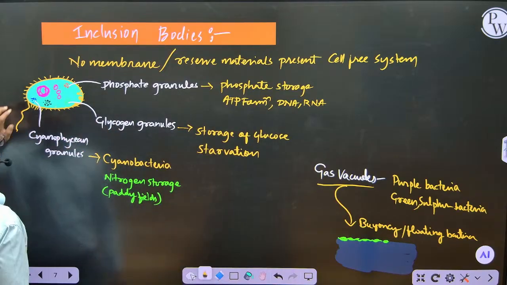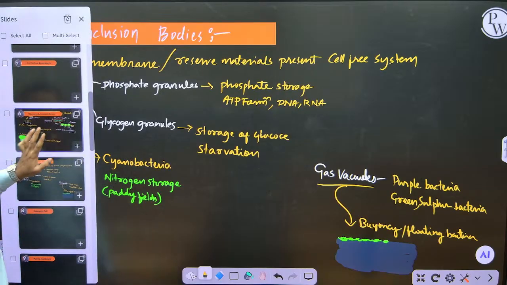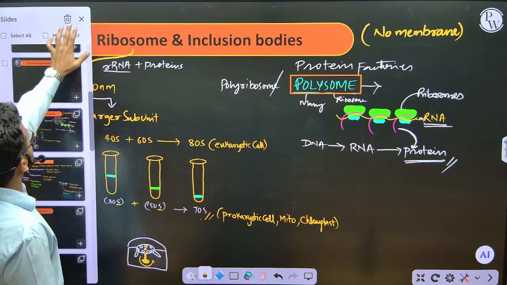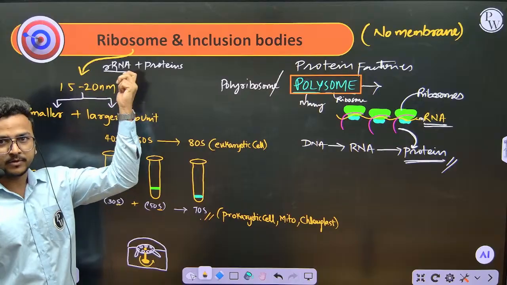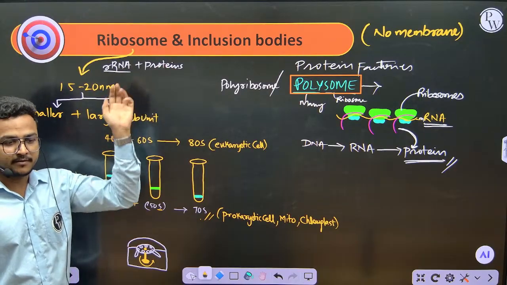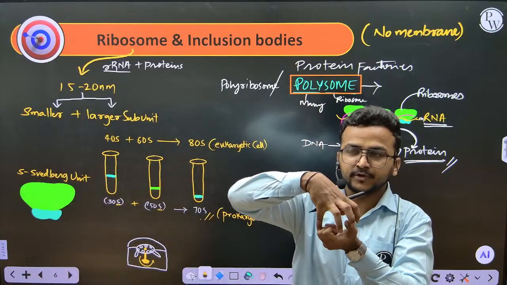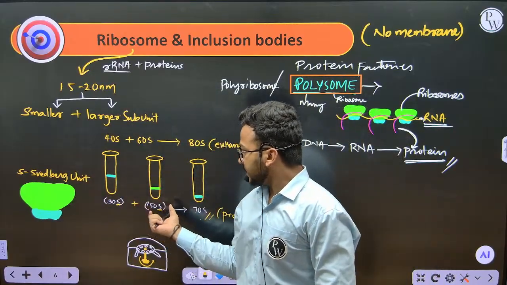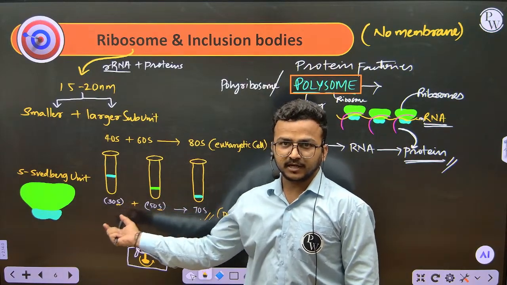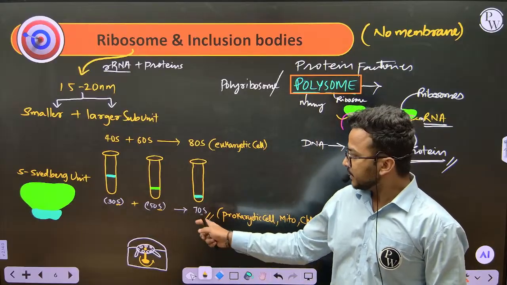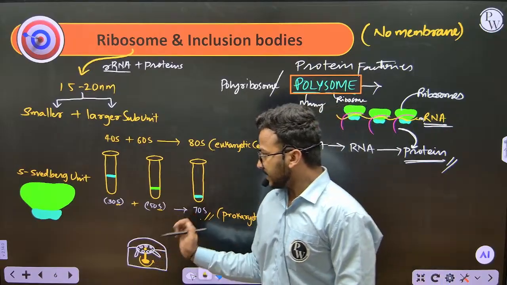So that is about the inclusion bodies of prokaryotic cells. Now what have we learned? Ribosomes. Ribosomes are made up of rRNA, ribosomal RNA, plus proteins. The ribosome is made up of two units, a smaller subunit and a larger subunit. In the prokaryotic cell, the larger subunit is 50S and the smaller subunit is 30S. 30 plus 50 is 70S. This is the sedimentation coefficient we see when we do centrifugation.